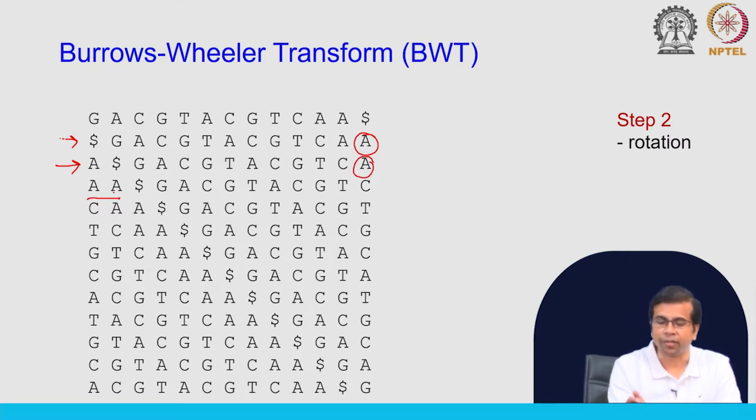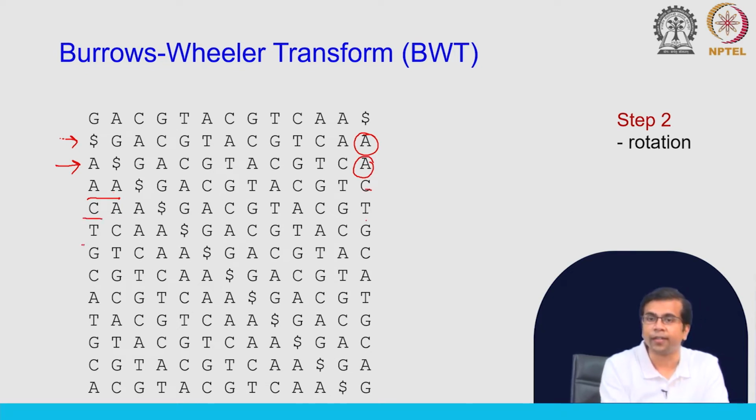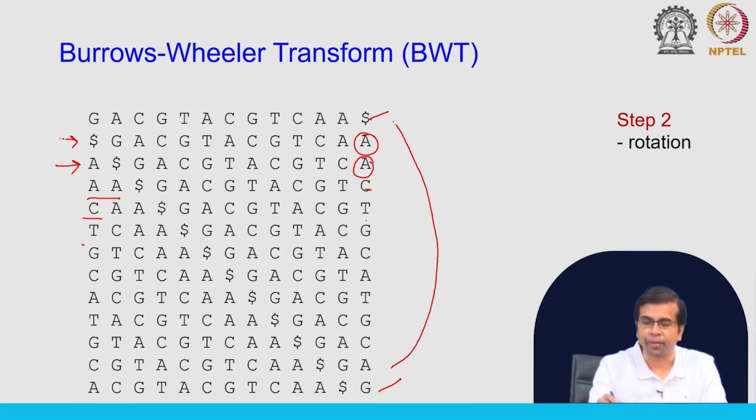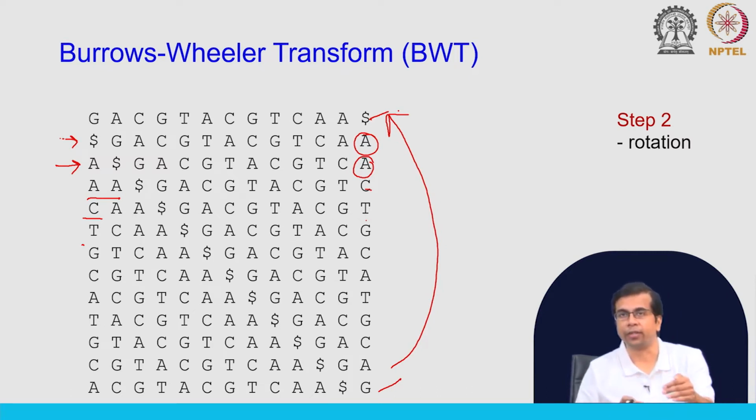So, this process continues. Then we get the C, this C comes here, then we get the T here, and so on, and we continue until we reach this original string. So, this is the last string, because if you put G in the front, what we will get is back to the original string. Okay. So, we continue this rotation and we generate all possible rotations. This is step 2 and this gives us the whole matrix. This is the matrix that we generate through this string rotation.